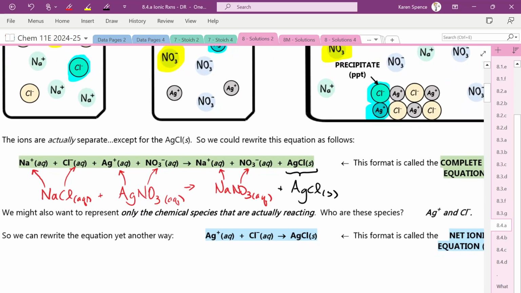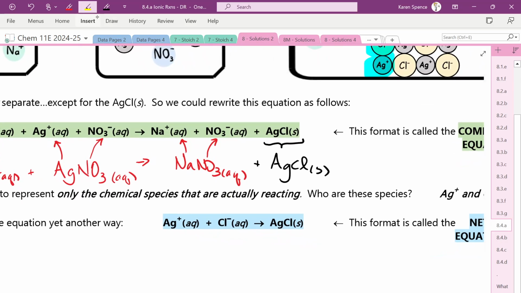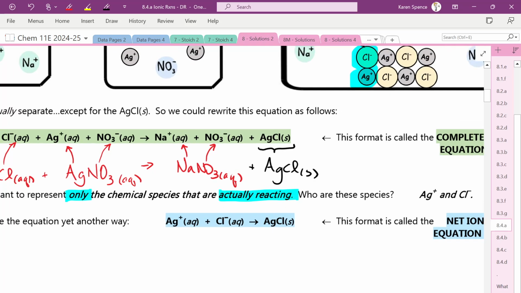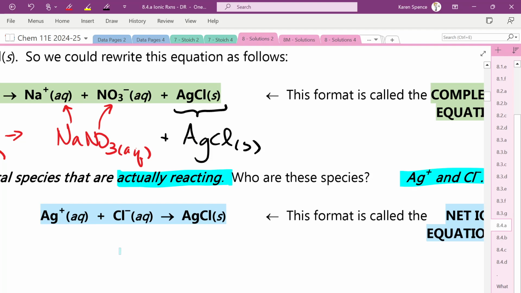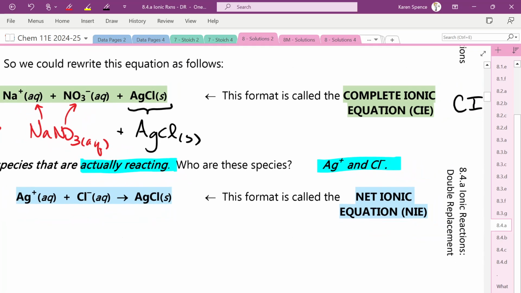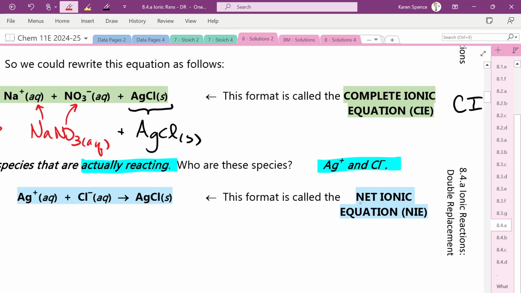So we can write it with only the things that actually react. And who are those? Those are the silver and the chloride. And so we just write Ag plus Cl minus gives us AgCl. And because we've taken our equation and we've simplified it down, we've gotten rid of anything that cancels out kind of on both sides, we call that the net ionic equation, or the NIE.